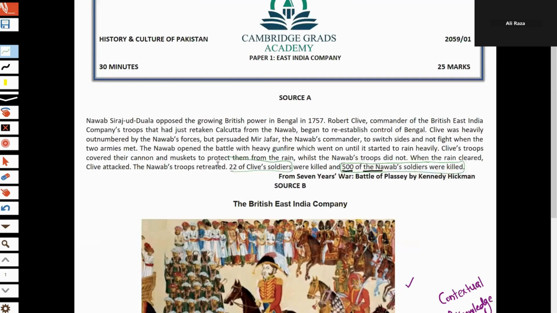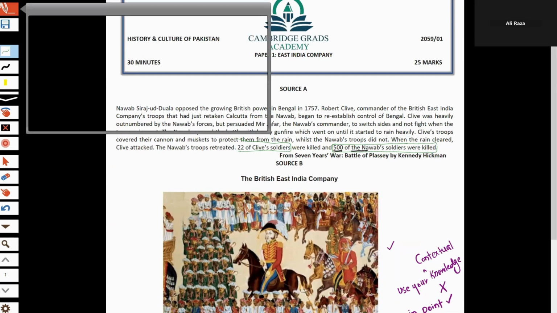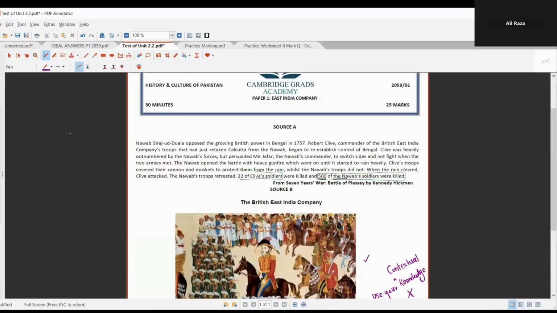और आप क्या कर रहे हैं, you are not even rephrasing. There is no need to rephrase. Whatever text you feel is the reason, you could just simply pick it up and make it a reason for the British win in the Battle of Plassey. So that is as simple as this.